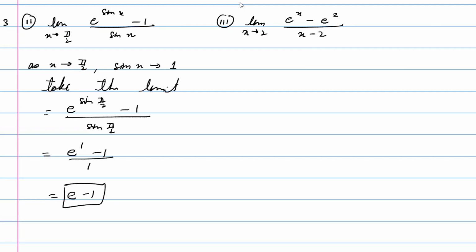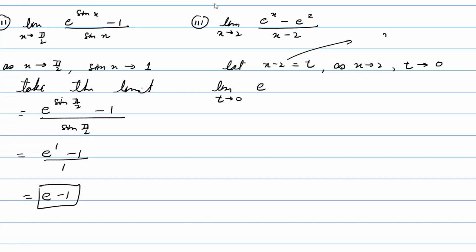The change of limit that we had seen in earlier exercises. So we can say that let x minus 2 be some t. So as x approaches 2, t will approach 0. So what is x here? x will be equal to t plus 2. So e raised to t plus 2, minus e raised to 2, and here we have t.